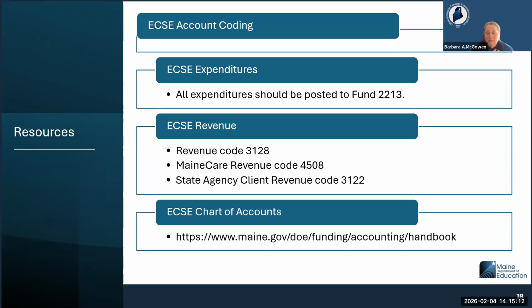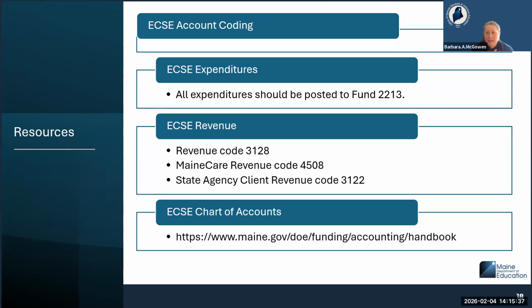There's two other potential revenue sources for districts, and that's billing MaineCare for pre-K students. We want to make sure that you use MaineCare revenue code 4508, and that is so SEED does not get assessed to your district. So it's very important that you don't use 4585 for that revenue, that you post that to 4508.